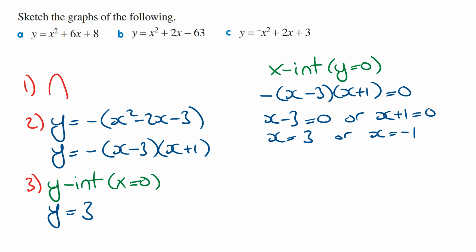And now all we do is mark this on the axis and then sketch a negative parabola, which is step 4. And so on the axes, we're marking the x and y intercepts, and then sketch a negative parabola passing through these points.